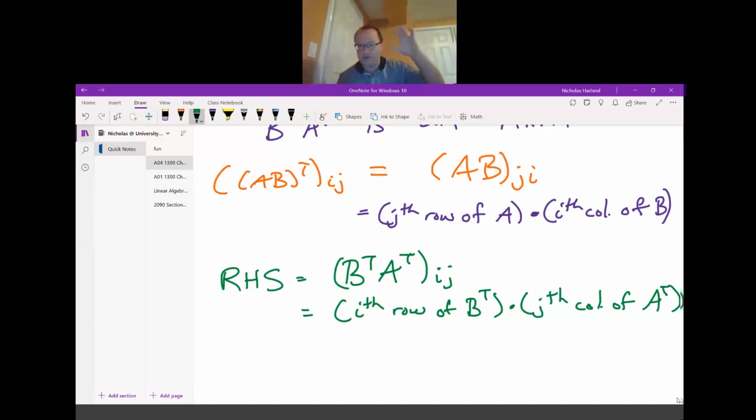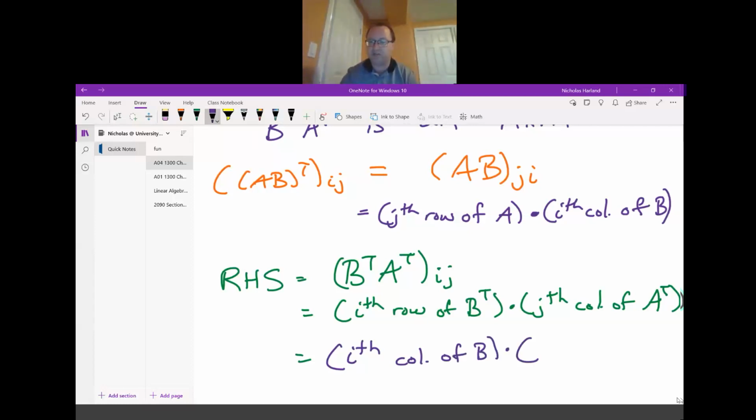That's how we multiply. If we want the fifth row, seventh column entry of a product, we take the fifth row of the first matrix times the seventh column of the second matrix. That's what we've been doing since the first time we multiplied matrices together. Of course, what is the ith row of B transpose? It's the ith column of B, and the jth column of A transpose is the jth row of A.